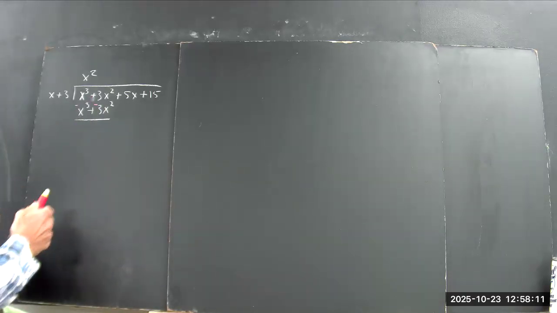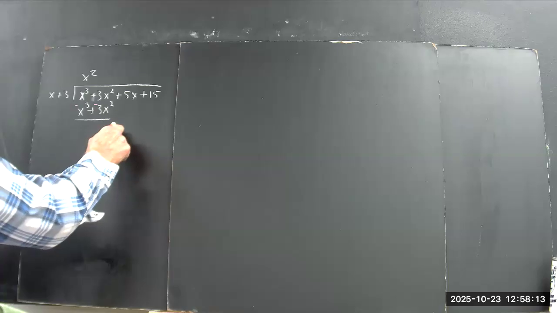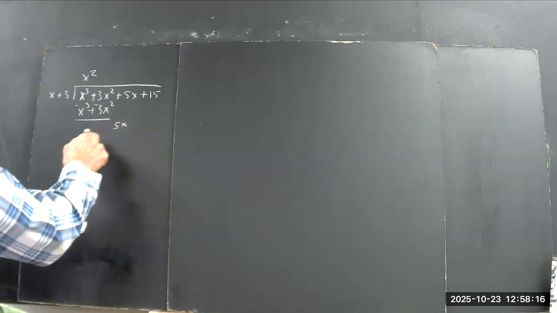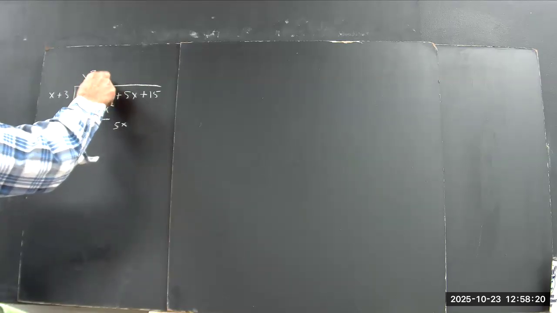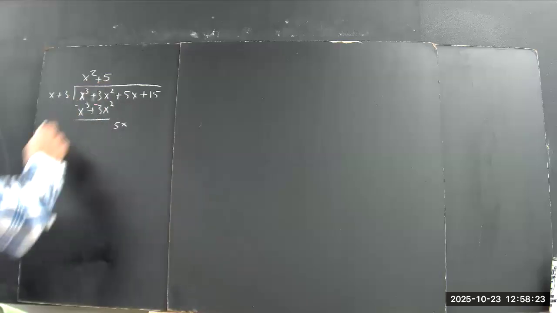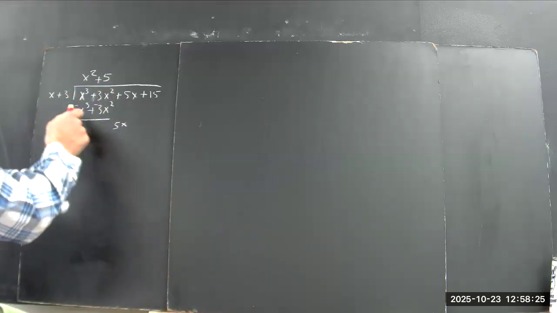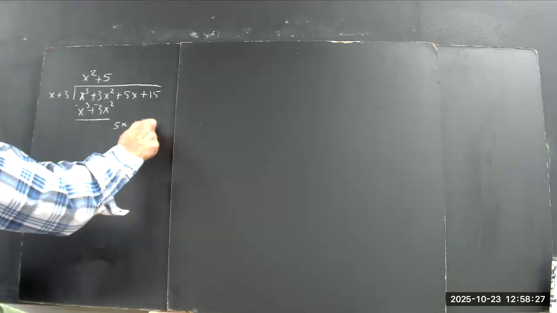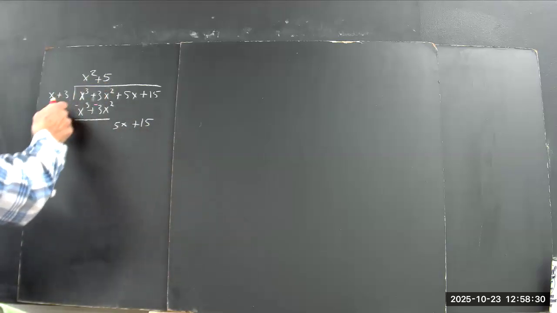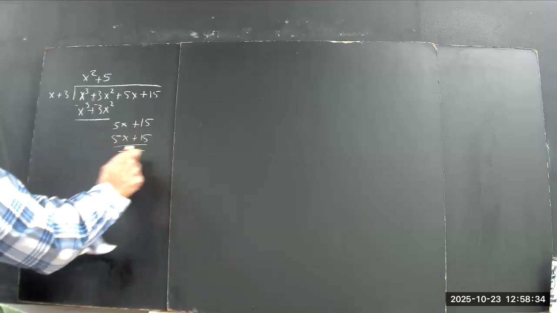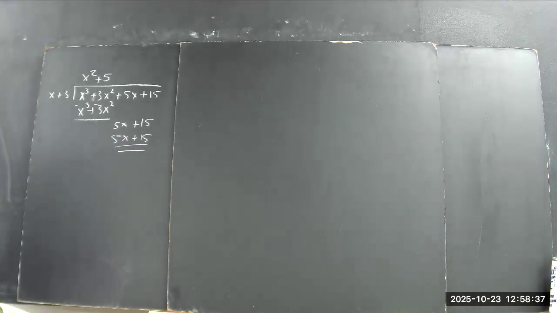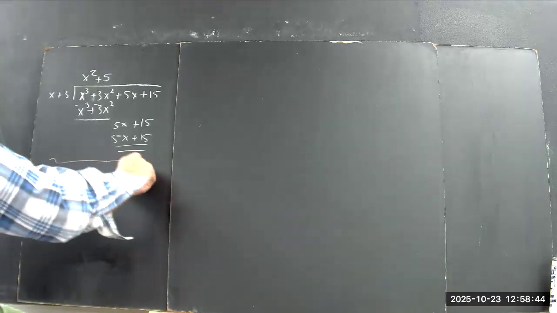you end up with 0. So you bring down the 5x. And x goes into 5x 5 times. 5 times x plus 3. Go ahead and bring down the 5x plus 15 because you need 2 terms. 5x plus 15 subtracts off, and you're done. Okay? Now, it doesn't usually work out that nicely. Somebody did.